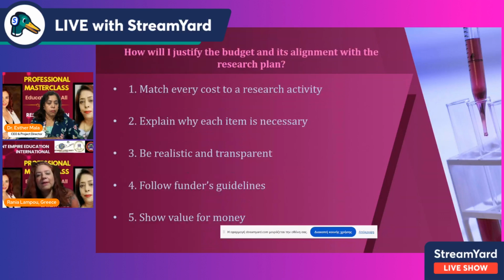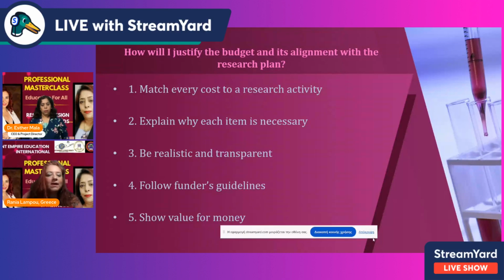So how do you justify the budget and its alignment with your research plan? Budget justification is one of the most important parts of the grant application, and it can make or break your proposal even if the scientific description is strong. So first you need to match every cost to a research activity. For each work package or task, you need to specify the cost that's supported. For example, 2 research assistants will collect and code survey data during the year. This goes, for example, for $40,000. So this shows reviewers that every dollar has a purpose directly tied to your objectives.